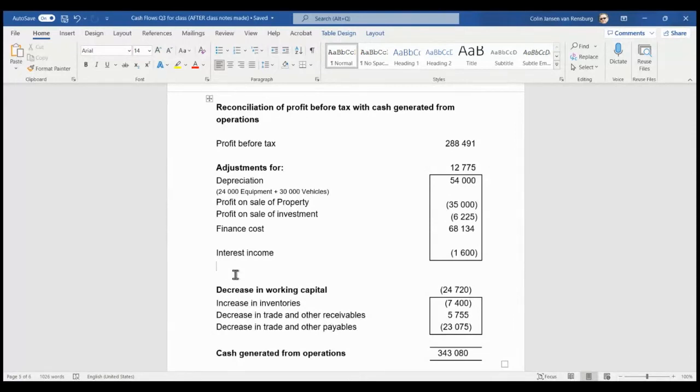So we're going to call that operating profit before, what did we call it here? Well, let's just call it working capital changes. Operating profit before working capital changes.